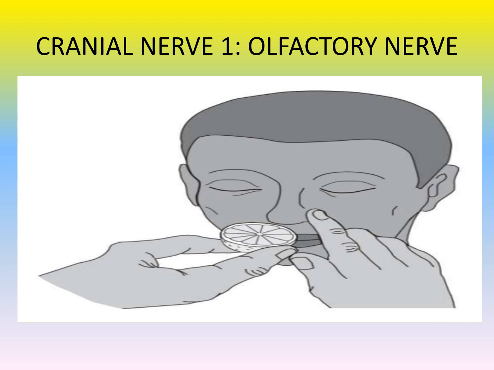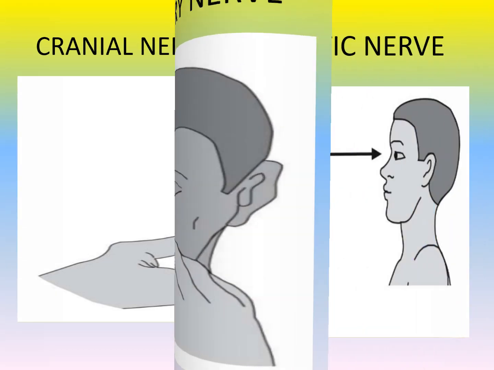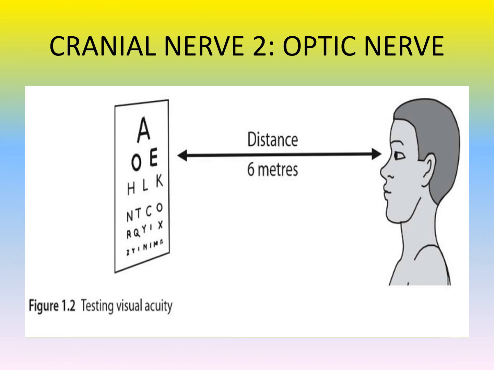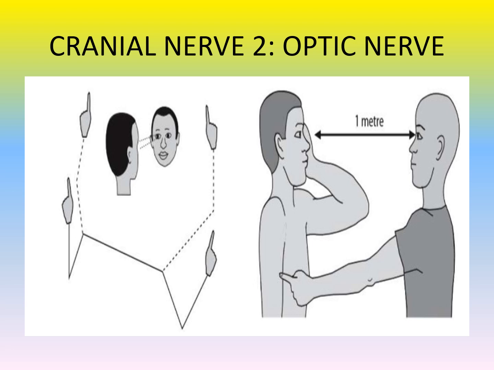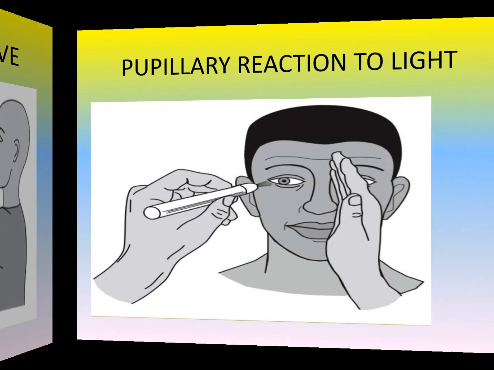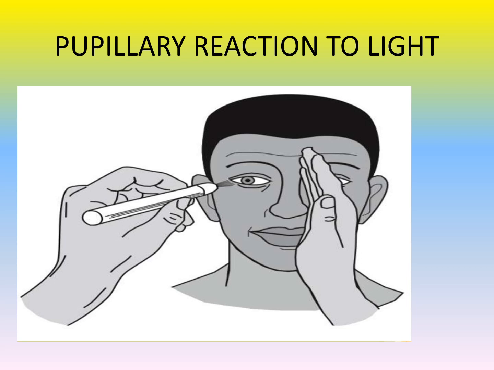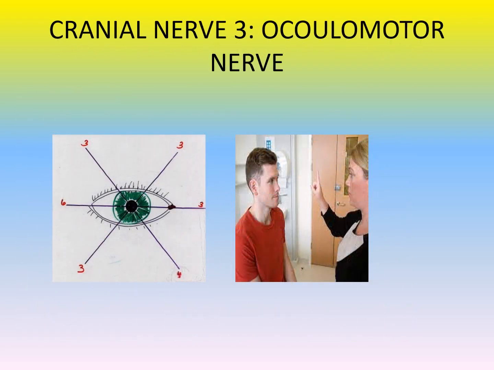And you can see the olfactory sense of smell. Then optic, that is the inspection of the eye pathway change and the visual acuity. At 1 meter away, we will make the person stand and we have to check the visual acuity. Pupillary reaction to light, whether the pupil is constricting or reacting. And oculomotor nerve, the pupillary reaction, ability to open and close the eyelid. Six cardinal movements, and here only we will check the gaze.